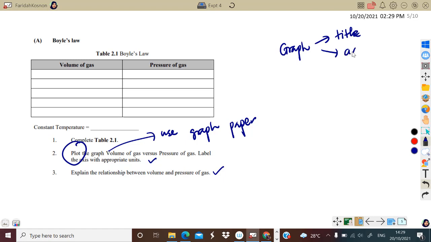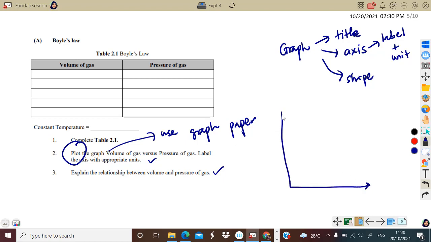Okay, axis. Axis pula kena label. Apa X, apa Y plus its unit. Dengan unitnya sekali. Okay, kalau pressure mesti ada unit. Kalau volume mesti ada unit. Okay, lepas tu graph apa yang you nak plot tadi? Shape dia mesti betul. Correct shape.